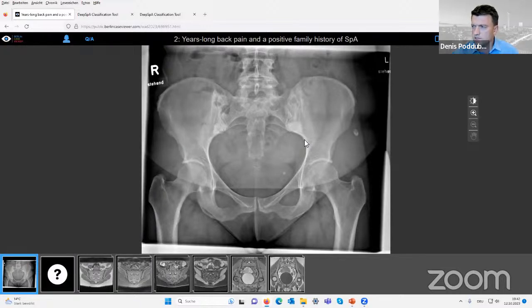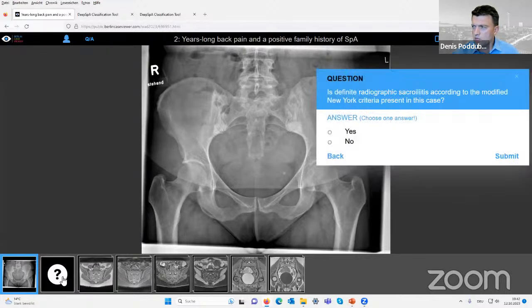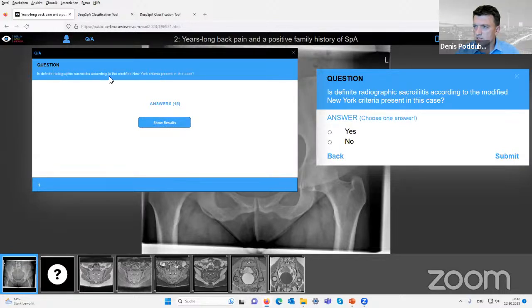First, you see that this is a pelvic X-ray, and the question to you would be if you think that definite radiographic sacroiliitis according to the modified New York criteria is present in this case or not. So please try to answer this question. If you remember, definite radiographic sacroiliitis means grade 2 or higher bilaterally, or grade 3 and higher unilaterally. So whether you think that this would be something compatible with definite radiographic sacroiliitis.